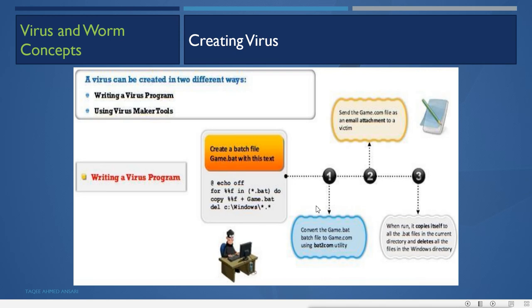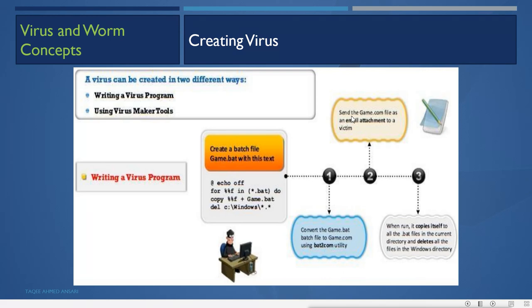Now what you will do, you will name it as game.bat. You can see it is increasing, it is copying itself with the name game.bat. So convert the game.bat file to game.com using the bat2com utility. There is a utility called bat2com. So we can change this batch file to a com file. Now it is not easy to understand that this is an executable.